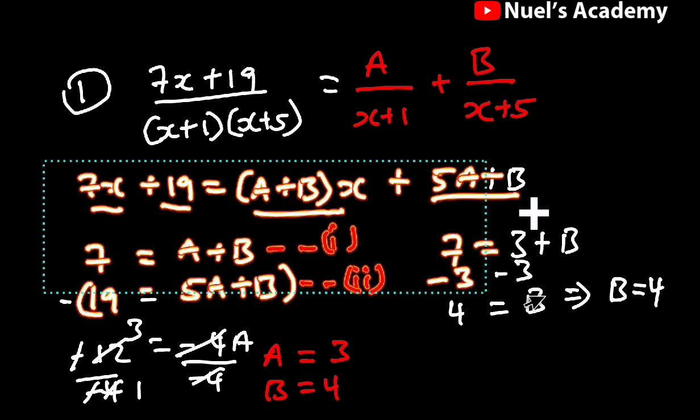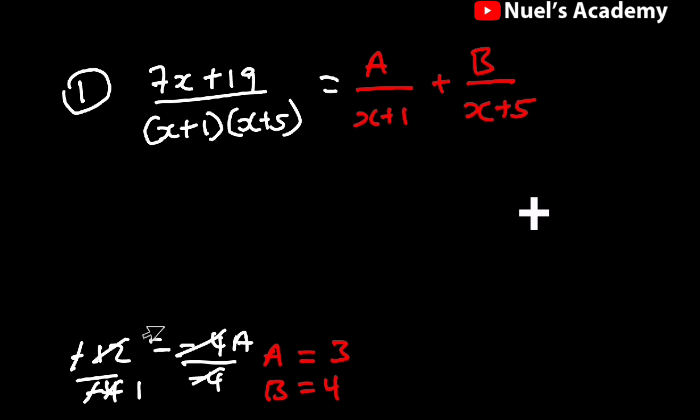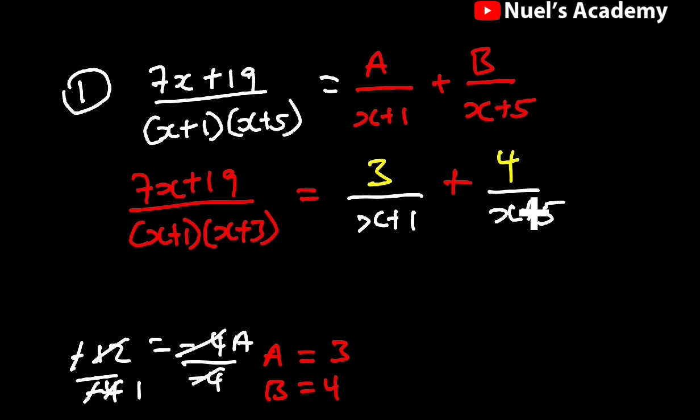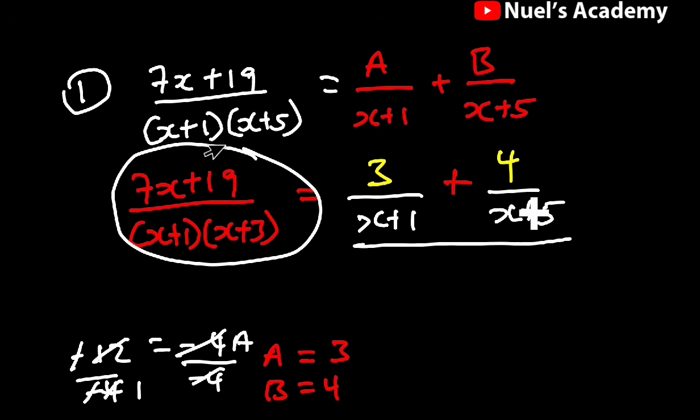And then the final answer to this question is that (7x + 19) divided by (x + 1)(x + 3) is equal to, now a is equal to 3, then over x + 1, plus b is equal to 4, then over x + 3. So these two terms are the partial fractions of this compound fraction.